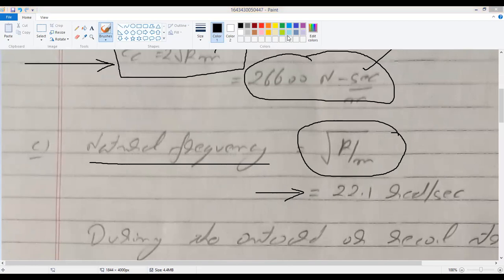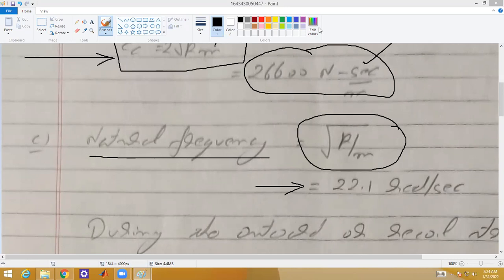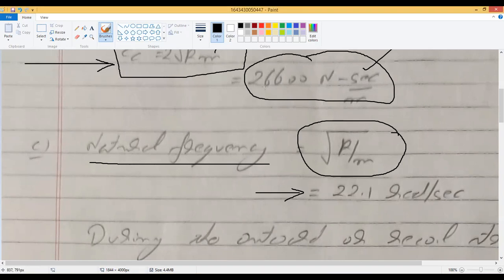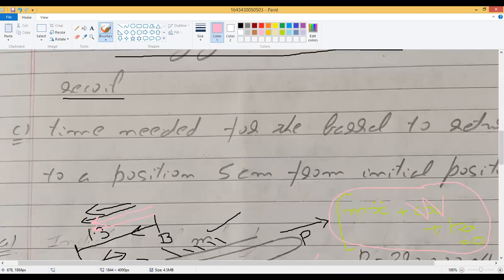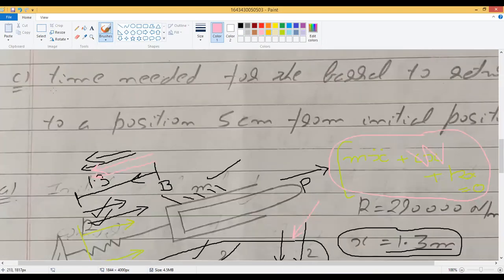Now coming to the last part of the problem. The last part of the problem is that we require to find the time taken for the barrel to return to a position 5 centimeter from the initial position.